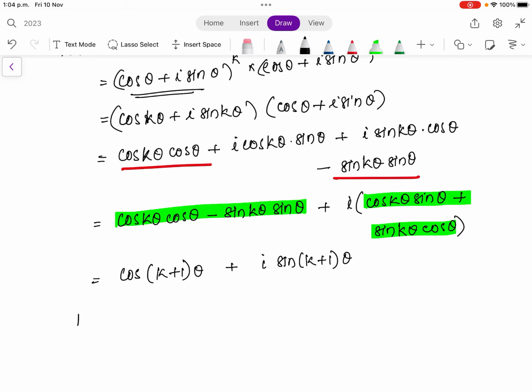So therefore, it is true for n is equal to k and n is equal to k plus 1. Okay, so hence we have proved De Moivre's theorem by induction.